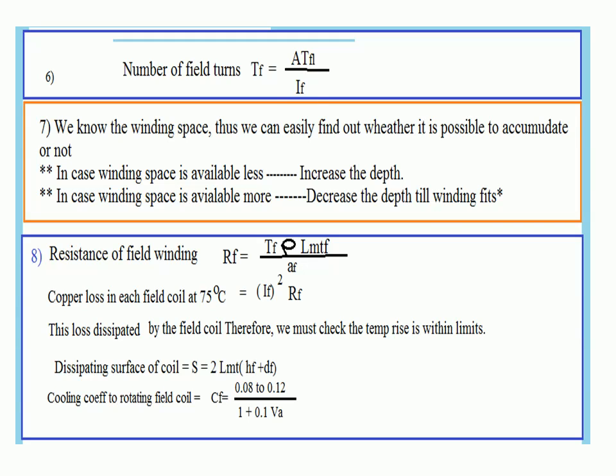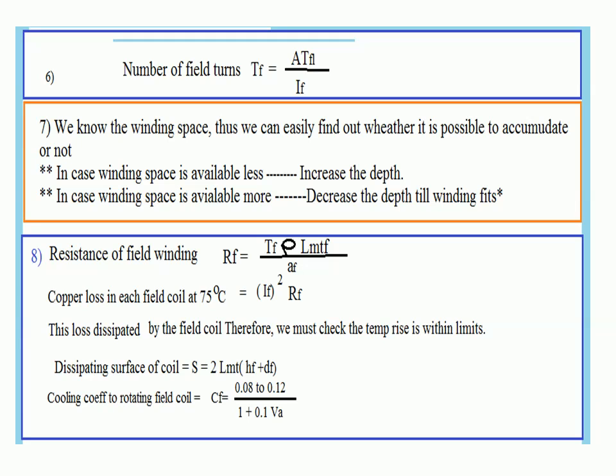Step number 7: we know the winding space, so we can easily find out whether it is suitable to accommodate the winding or not. In the first case, if the winding space available is less, then increase the depth. If the winding space available is more, then decrease the depth, as per the winding design. Out of these two cases, one will apply and you can use that. Resistance of the field winding, RF, equals TF, resistivity, LMT divided by AF.